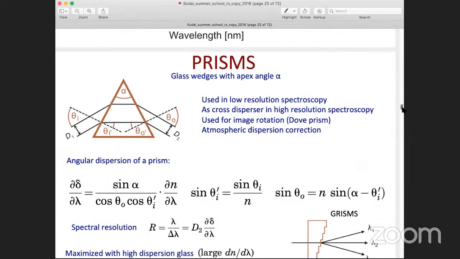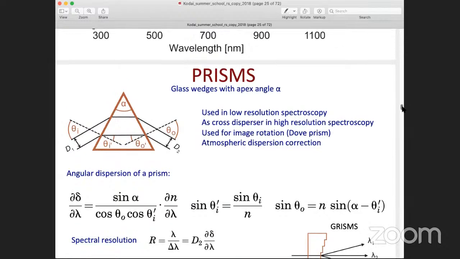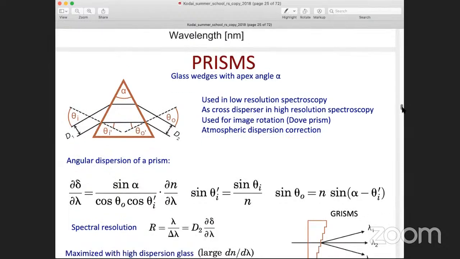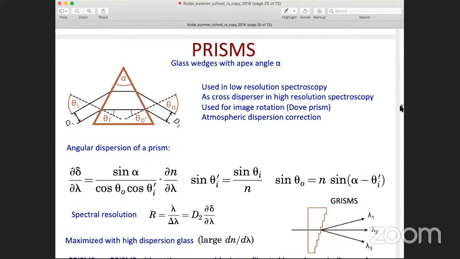And other optical elements in astronomy are basically prisms. Prisms are glass wedges with apex angle alpha. I think most of you will know what a prism is, because that's what we learn in high school about the dispersion of white light by a prism. Usually prisms are used in low resolution spectroscopy, where we do not need very high spectral resolution. They are also used as a cross disperser in high resolution spectroscopy to distinguish between different orders.